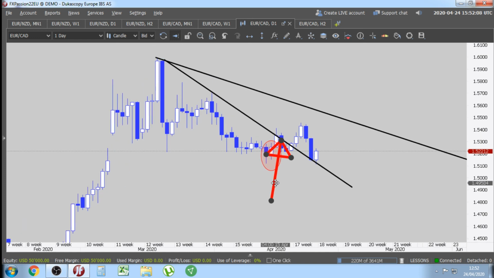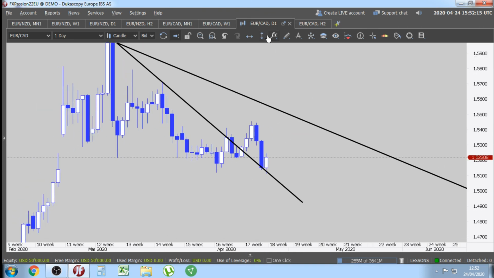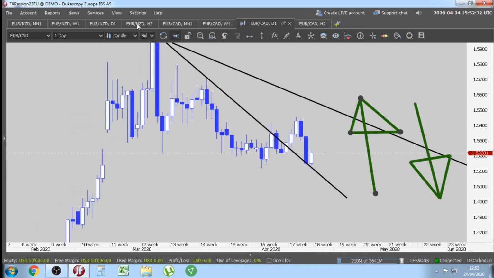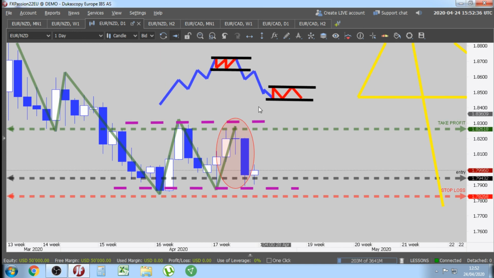Everybody, 5 more minutes. How are you going to trade EuroCAD on Monday? Are you going to enter a long trade on Monday, or are you going to trade a short trade on Monday? Everybody, it's the same logic that goes on every time frame and every currency pair, but we analyzed Euro New Zealand and this is EuroCAD.